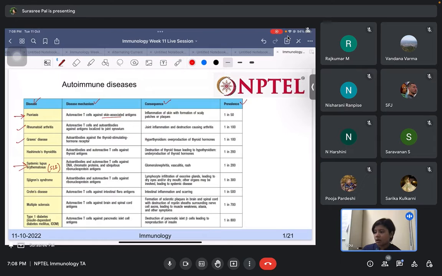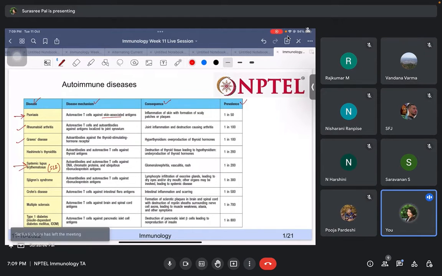SLE is a disease when the T cells act against the DNA, the chromatin proteins, and also the ubiquitous ribonucleoprotein antigens, right? So it causes a systemic disease, that is why it is called systemic lupus, and it causes vasculitis, rash, and glomerulonephritis. So it causes inflammation of the glomerulus inside the kidney, right? So these are some of the Crohn's disease, multiple sclerosis, and these are some of the autoimmune diseases that are commonly available, that can be seen in people.